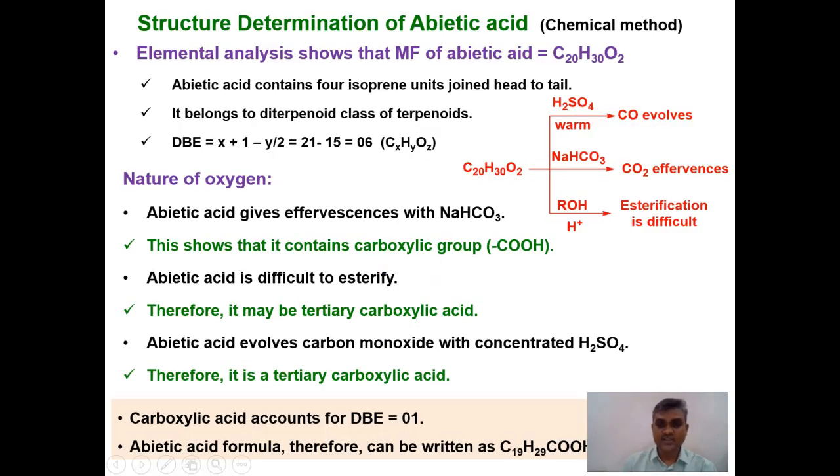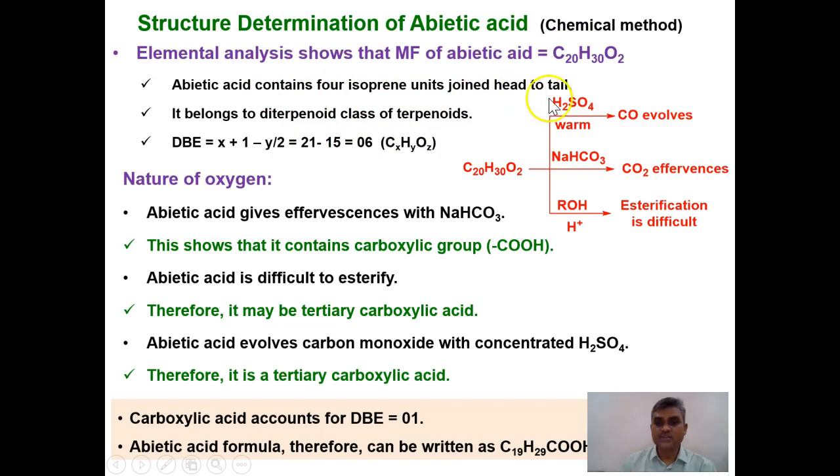Now let us discuss the structure of abietic acid on the basis of chemical methods of analysis. Elemental analysis has shown that the molecular formula of abietic acid is C20H30O2. From this molecular formula we get a lot of information about the structure. Since it contains 20 carbon atoms, it means that there are 4 isoprene units.